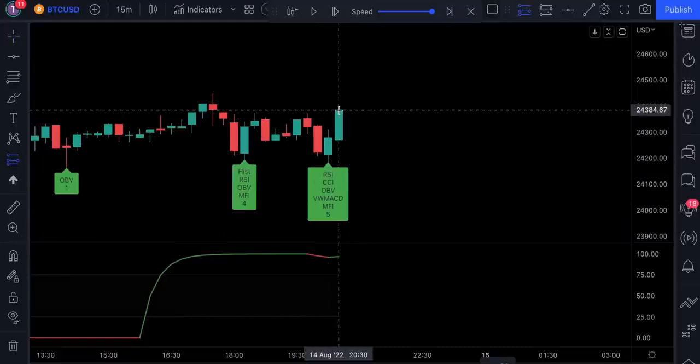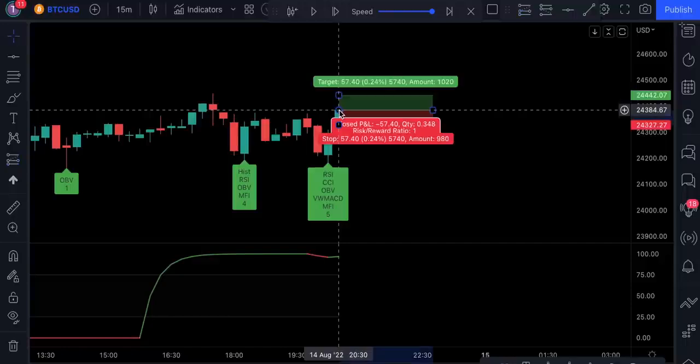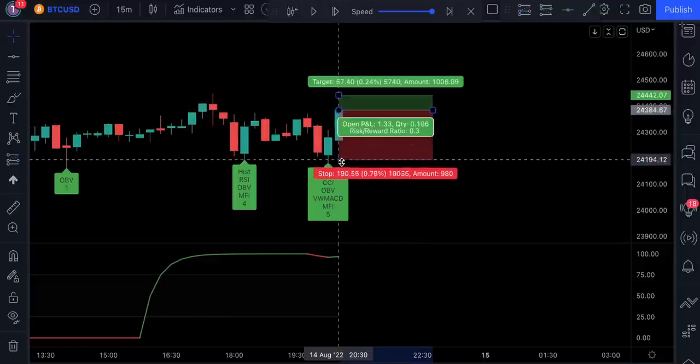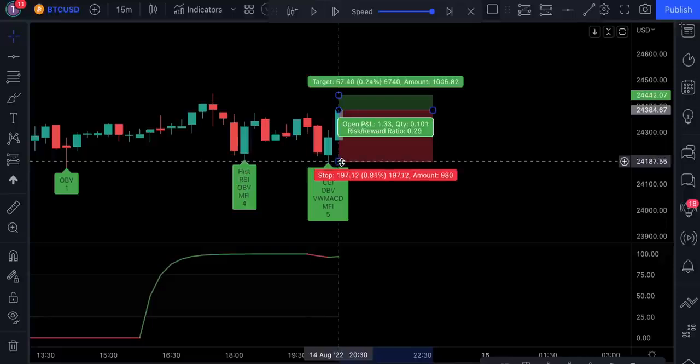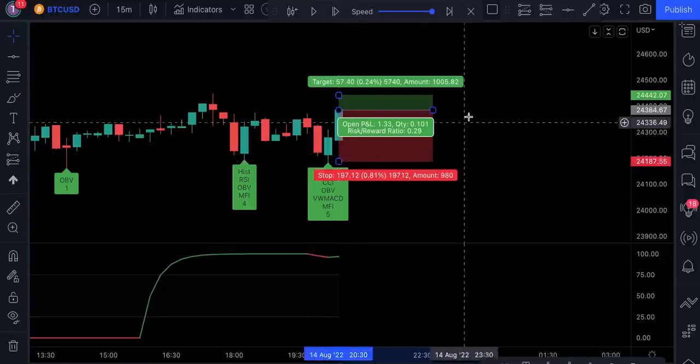A buy order will be placed at the close of our trigger candlestick. The stop loss will be set at the recent swing low. The creator of the strategy hasn't mentioned anything about the profit target, so we're just going to place it at 1.5 times the risk.